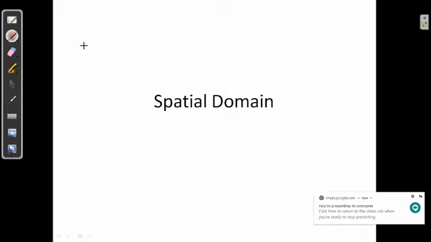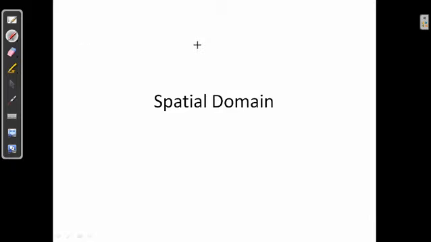So in this class, we'll be starting with module 2. In module 2 there will be two chapters. The first one would be spatial domain and the other would be called transfer domain. Transfer domain is also called frequency domain, and this is time domain. The spatial domain is nothing but the image itself.